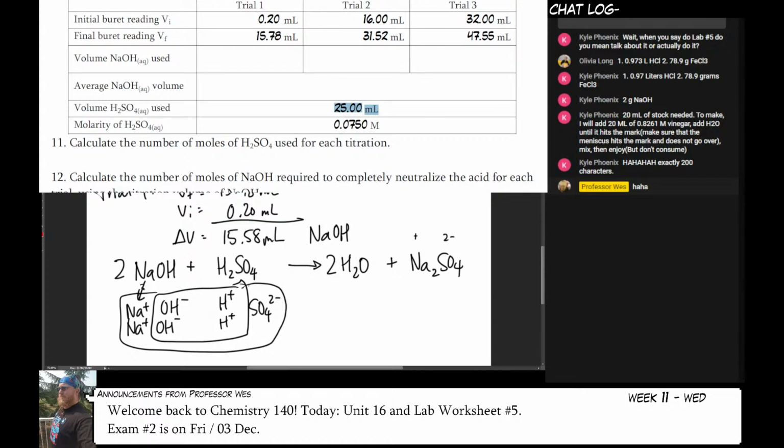You're going to have to make one similarly for vinegar, and you can always ask questions about that on the Discord if you need to. So there's our equation. 2 sodium hydroxide plus a sulfuric acid makes 2 water, and sodium sulfate.